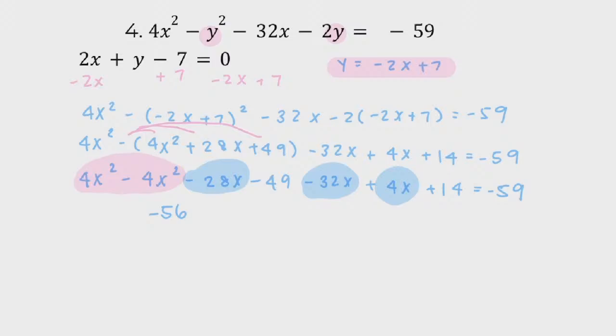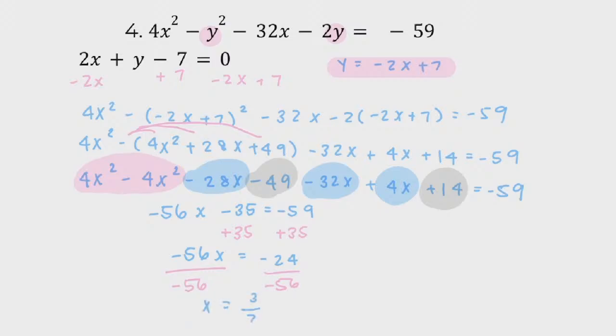And we have negative 49 plus 14, and that's going to be negative 35. So we're going to add 35 to both sides, and we get negative 56x equals negative 24. And then we can divide both sides by negative 56. And we can simplify the answer to 3 over 7, since we can divide both by 8.